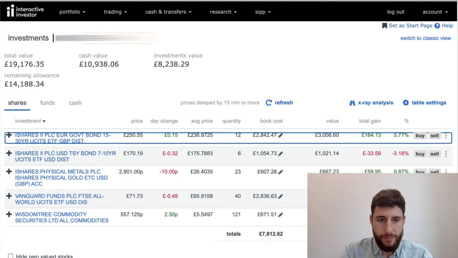Oh dear. So it looks like the medium-term bonds have gone down in value. We paid on average 175, and actually the current price is 170, so it's lower, which means that the book cost is higher than the value, and therefore we've hit a loss. But don't worry, guys, it's nice and small, and it's smaller relative to the increase in the other ones.